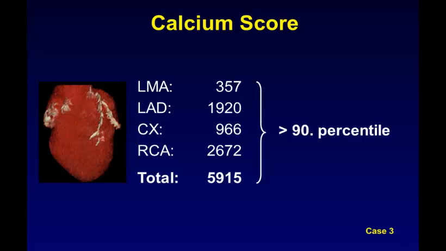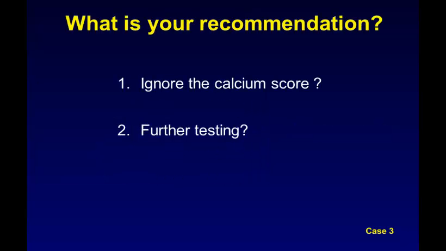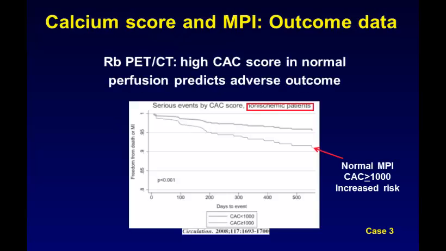My question now for you will be, based on your experience and also on your daily practice in your hospital, what is your recommendation? Excellent ejection fraction, zero summed stress score. Do you ignore the calcium or do you do further testing? Please vote. Okay, so you do further testing. Is that what the majority is doing? Because usually the minority is doing this, but it's quite interesting.